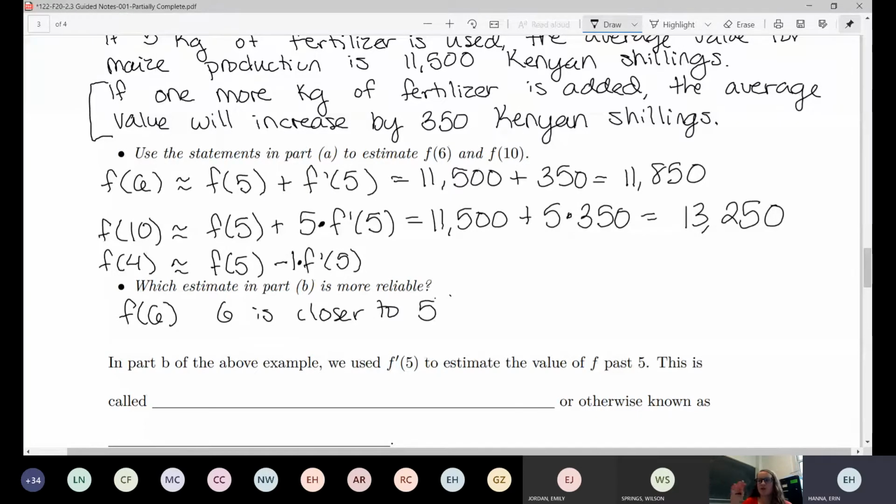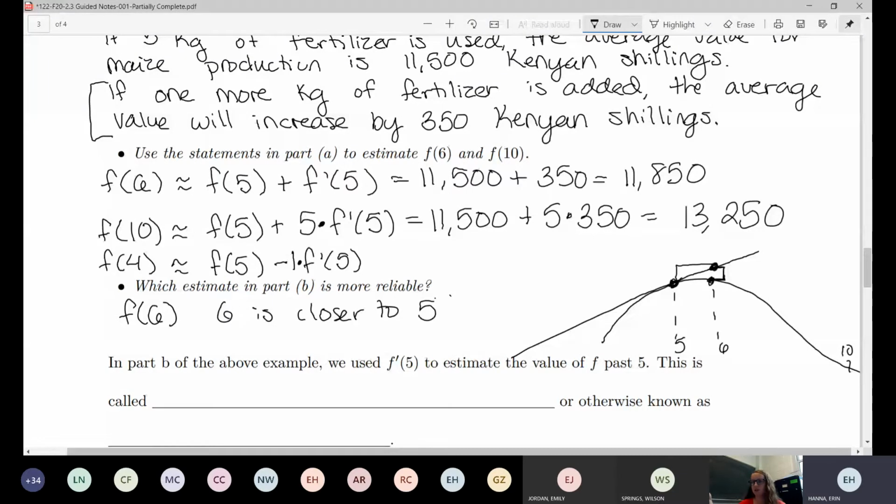So we don't actually know what this function is doing. So say our function did something like this, and here's 5, here's 6, and then 10's over here. Essentially what we're doing here is we're actually using, since that slope is the derivative value, the slope of the tangent line. So we're essentially using the slope of the tangent line to kind of approximate where we're at for the function.